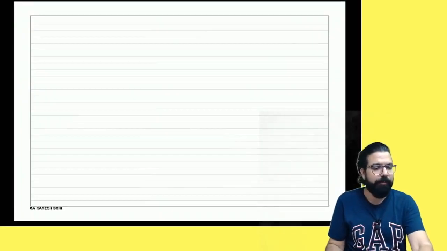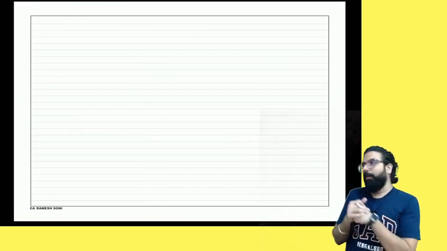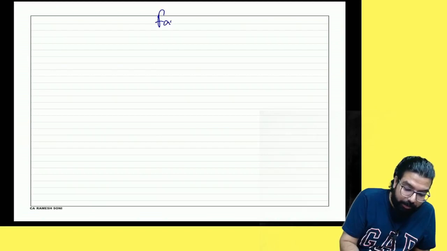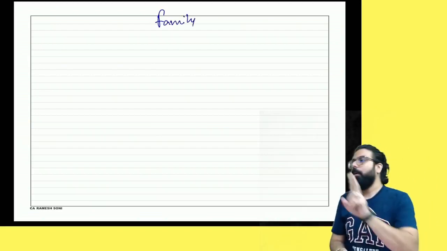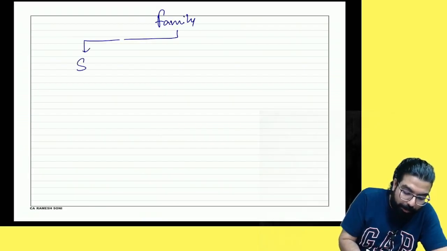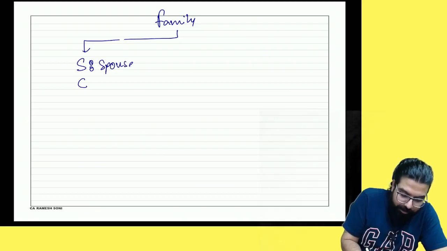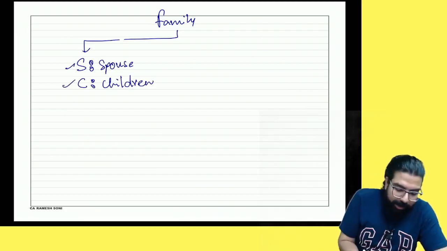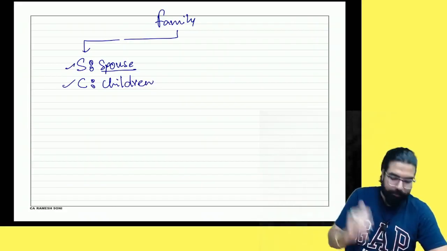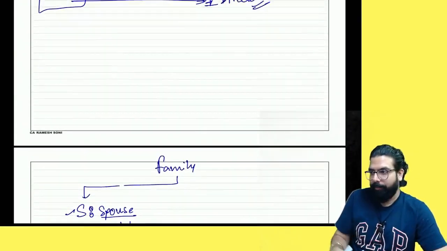People, just give me a second. Everyone over here now, listen. Scope done. Family. In family, there are two groups which you have to understand. One is spouse, and the other is children. For the husband, the wife is the spouse. For the wife, the husband is the spouse. Children is children. Okay?